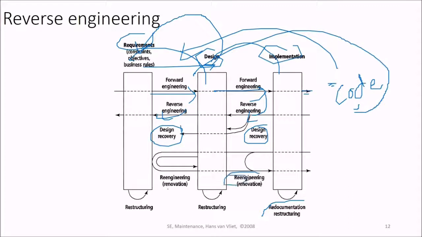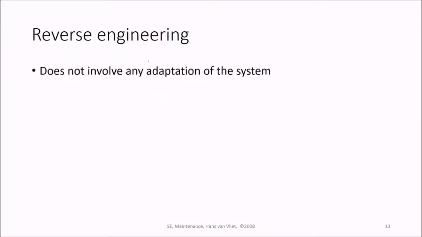And if you have the design, you can convert it into the requirement. This is reverse engineering. Re-engineering means reverse engineering followed by forward engineering. This is restructuring again, and redocumenting. So what is reverse engineering? It does not involve any adaptation of the system.